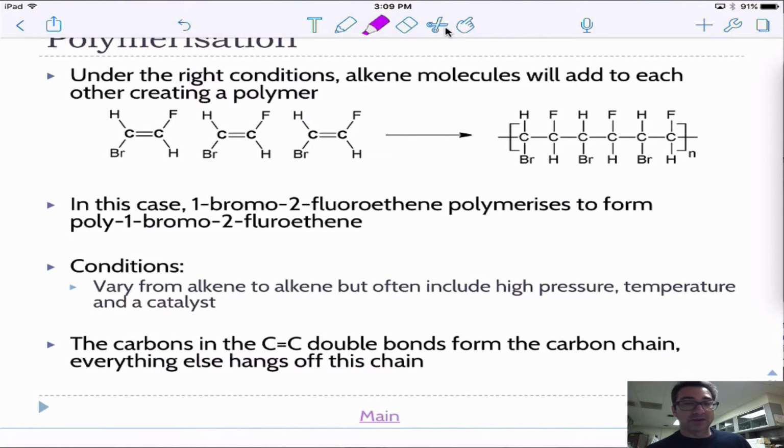The last type of reaction I'm going to show you is a polymerization reaction, and this is where linkages of monomers that are repeating units will add together, and you break the double bond, you end up with them all single bonded together. The conditions for this are normally high pressure, high temperature, and some kind of catalyst. So the idea is you're breaking the double bonds, everything else is going to hang off from there, and you're going to get this long chain.